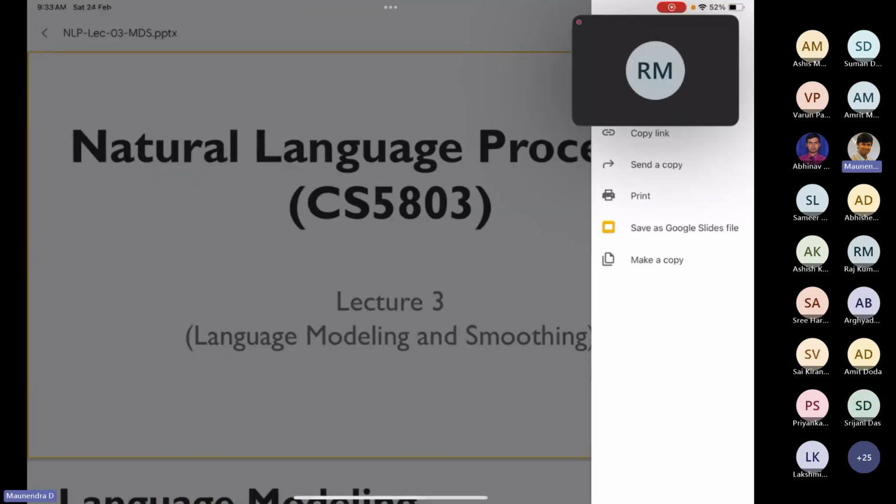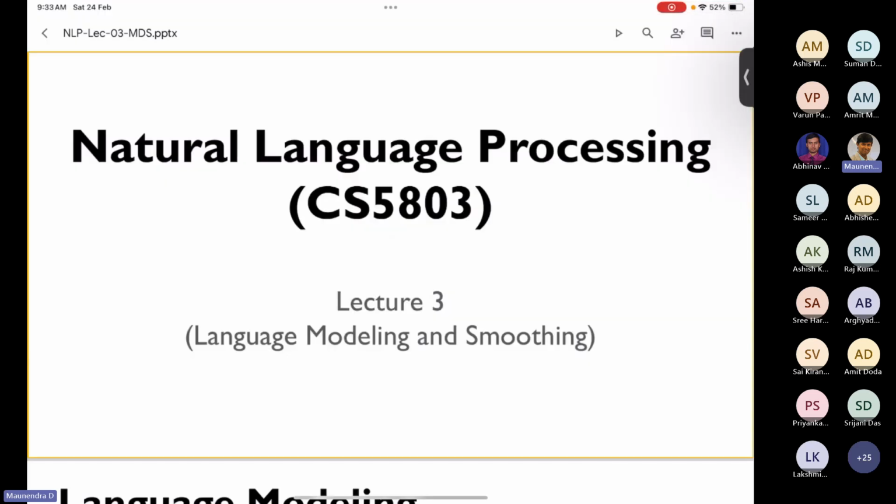Okay, so let us continue our discussion, and we will now start a new topic, which is language modeling, and it is very essential for different natural language processing algorithms. Essentially, getting a better understanding of the language is possible if we have a very good language modeling scheme.